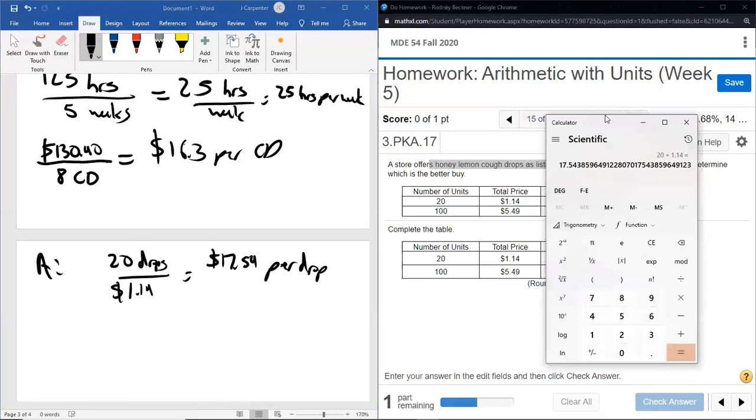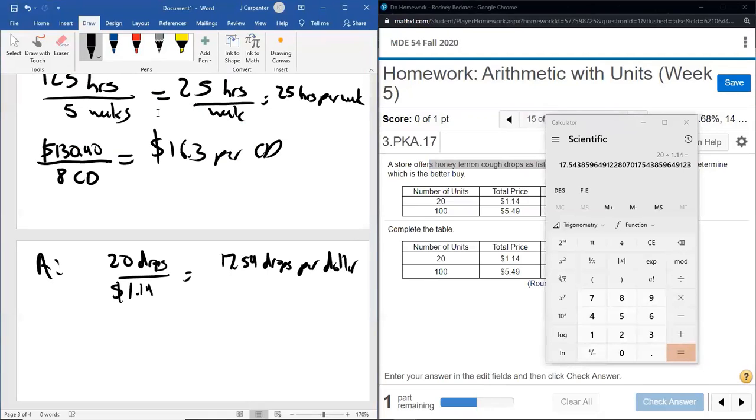Okay, so is that right? $17.54 per drop? No, that doesn't make any sense because this says you got 20 drops for about $1. So this would not make sense. Again, I'm going to erase this whole thing ultimately. But it's not dollars per drop. It's actually, you get 17.54 drops per dollar. Now, that is a perfectly fine way to do cost analysis, but you actually want more drops per dollar to be the better deal.